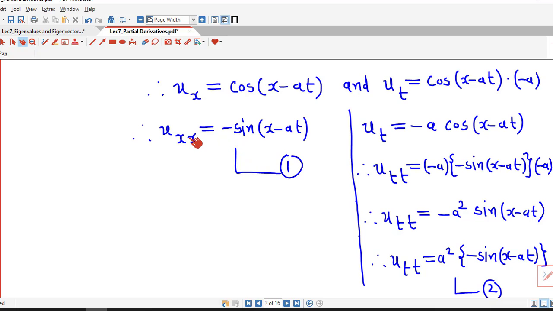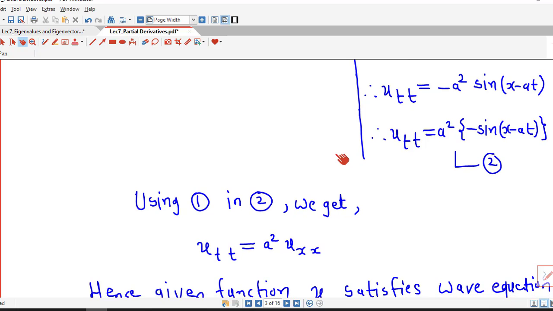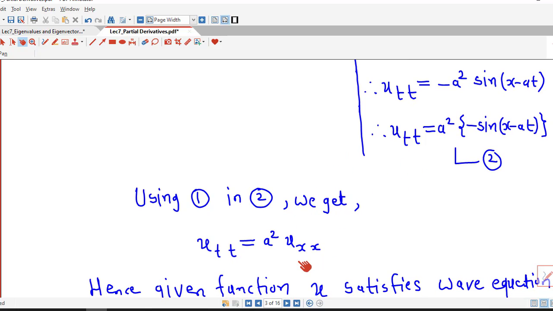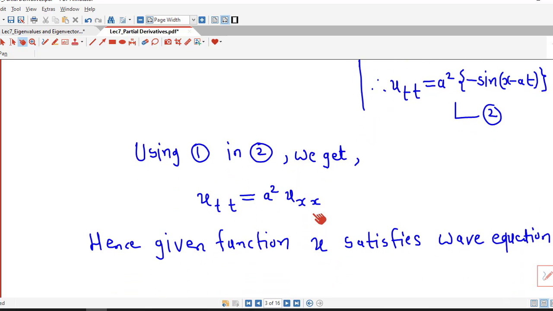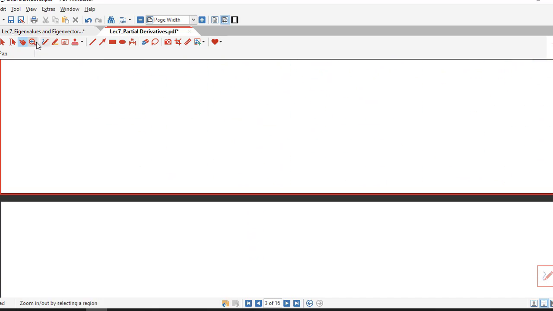But we can observe here del square u by del x square is minus sine of x minus at. So this we rewrite in this way, a square times minus sine of x minus at. So if we compare 1 and 2, or if we put value of equation 1 in 2, we can see this bracket is nothing but del square u by del x square. So using 1 we obtain del square u by del t square equal to a square times del square u by del x square.